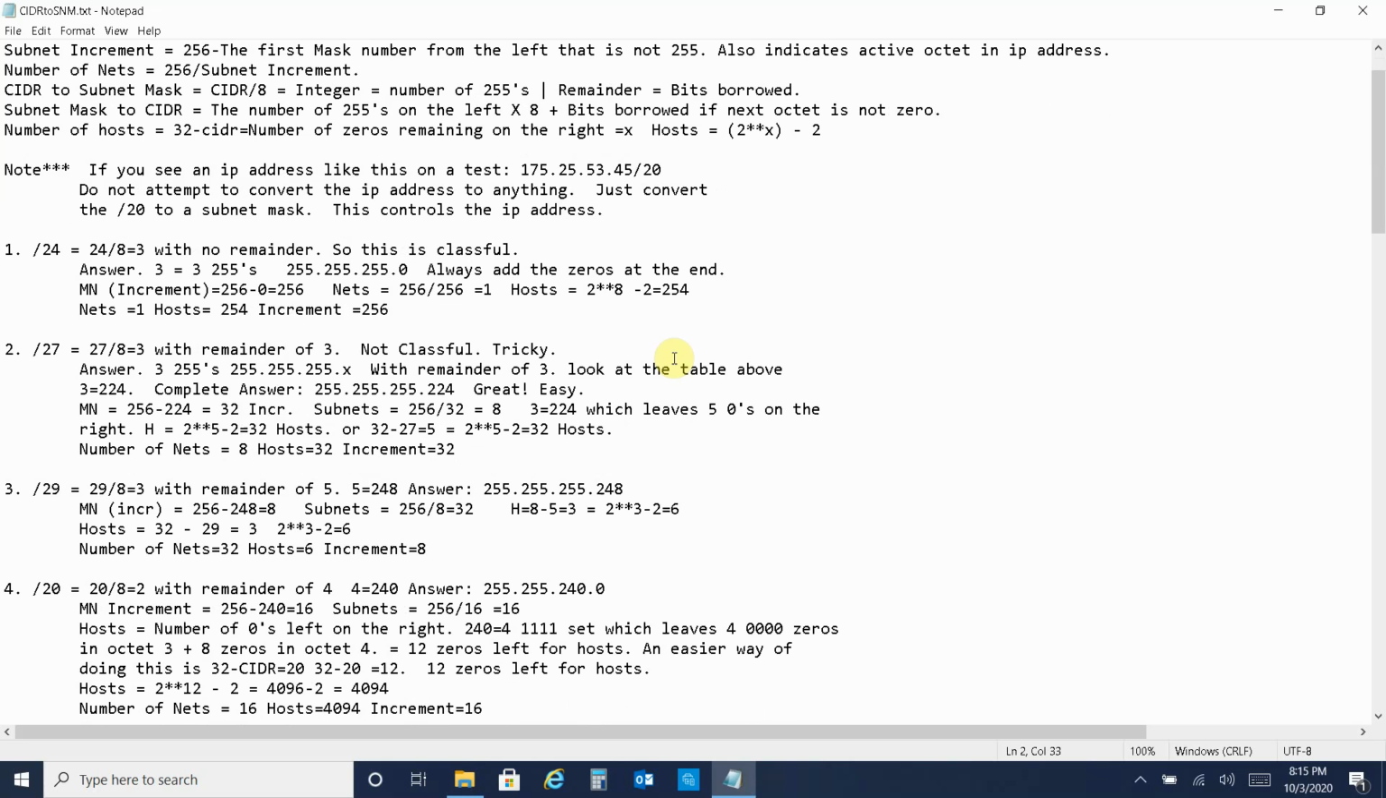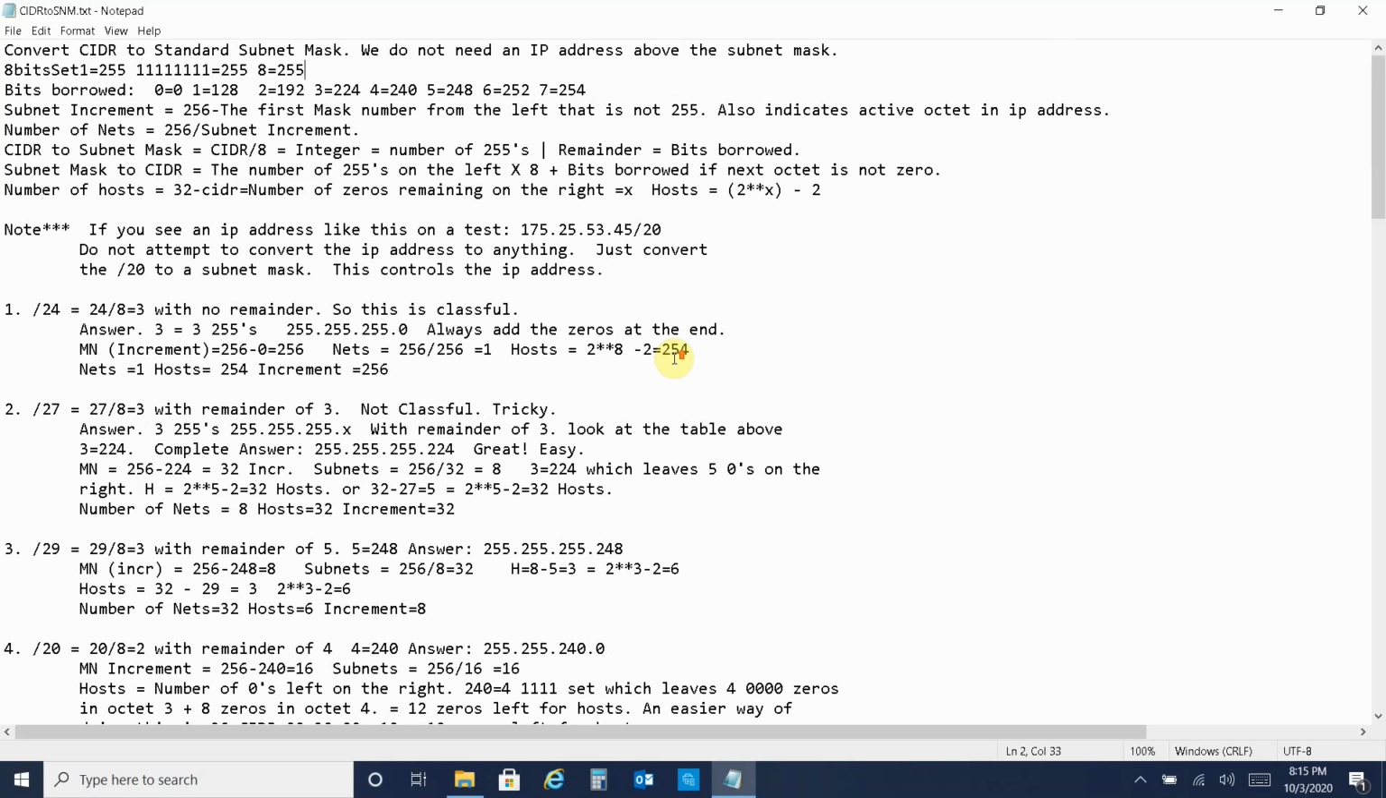But I want to make sure you get all these. And I'm going to go back up here again. What I want to show you here is we can get every single thing we need out of the subnet mask using the formulas. Every single thing we need before even having an IP address above them.